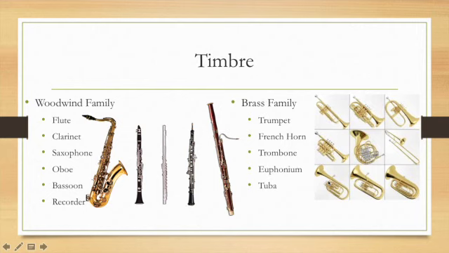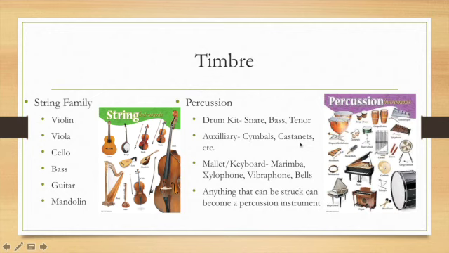Going on here, string family. In orchestral music, which is what largely we're going to be listening to in this class, the big four are violin, viola, cello, and bass. Those are the big four. And you can see here we've got... I actually don't have my glasses on, so it's hard to see. But it looks like that's a violin, viola, cello, and bass there.